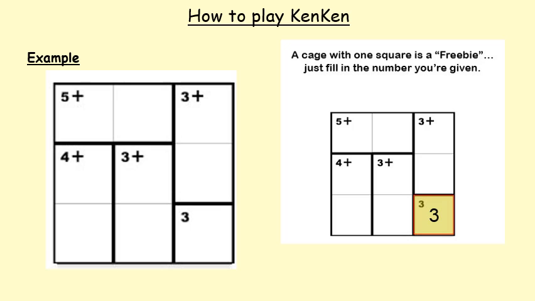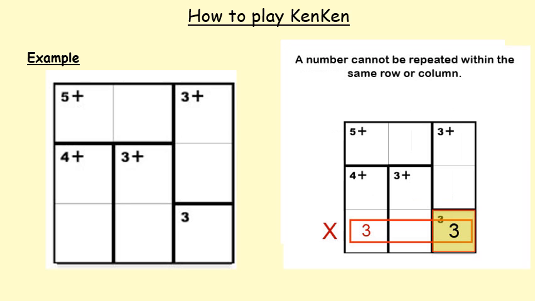So what's quite useful when you're trying to start these is knowing that when you've got a cage that has only one number in it, this is what's called a freebie. These are really useful because you just put the number that's in it. So our freebie here, bottom right, is 3. You just put 3 straight into that one, and then you've got a number that you can use to reduce possibilities in the other cages, in the other boxes.